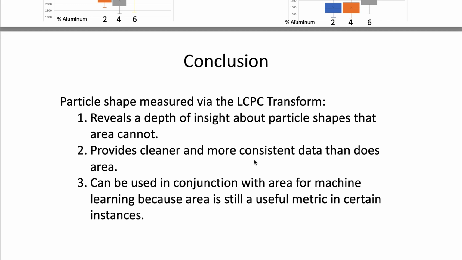So in conclusion, particle shape measured by the LCPC transform, 1, reveals a depth of insight about particle shapes that area cannot. 2, it provides cleaner and more consistent data than does area. And lastly, it can be used in conjunction with area for machine learning purposes.